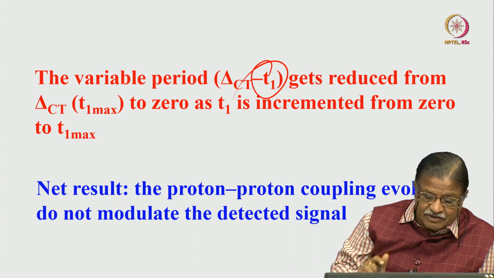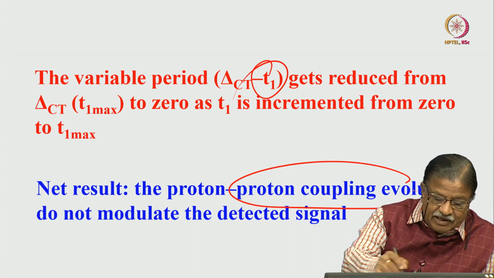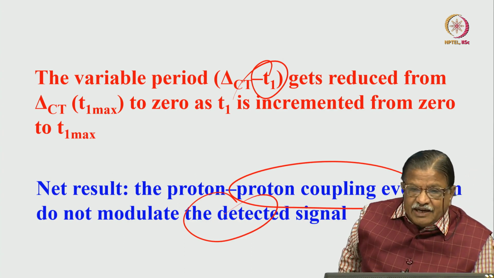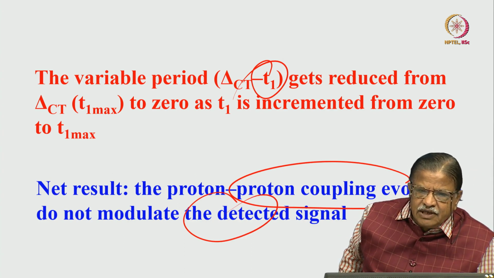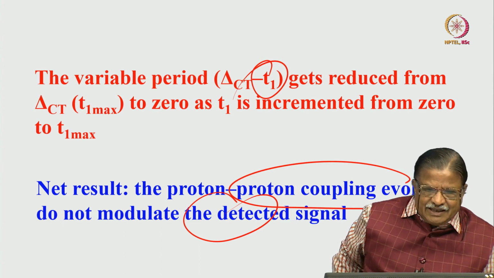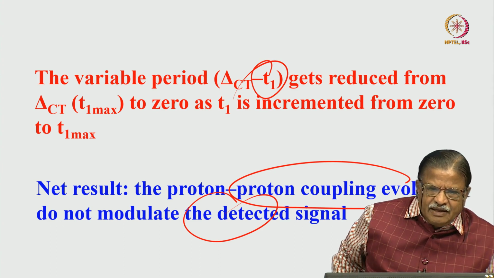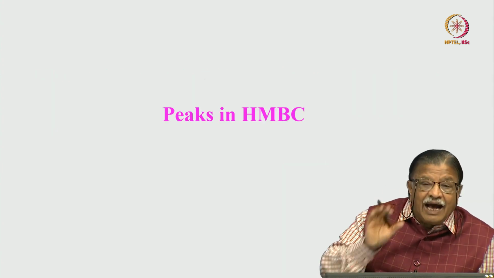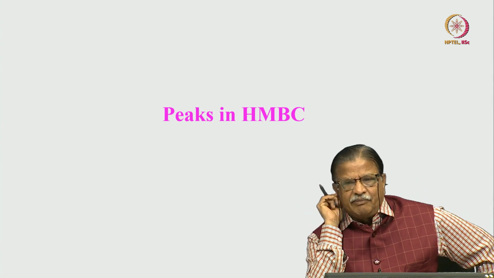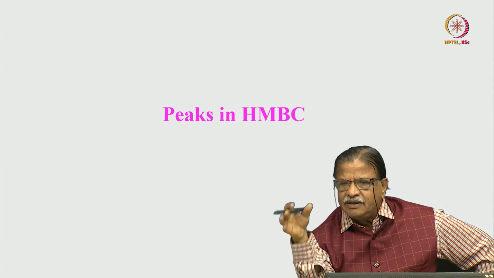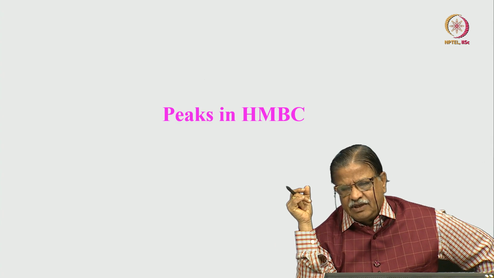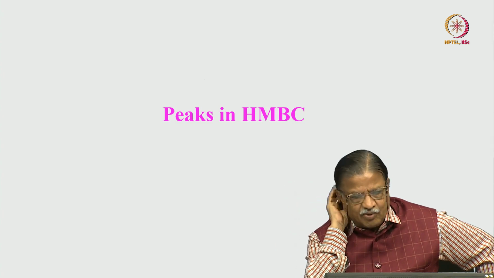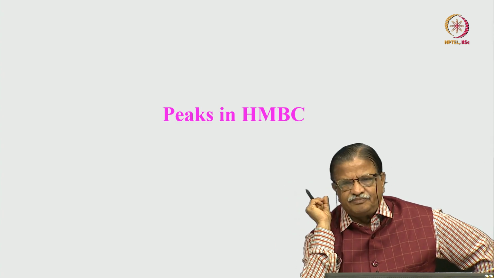And during this process, what happens? The proton-proton coupling evolution does not get modulated at all. It does not modulate the detected signal. This is one constant time experiment. Identically, we can do this constant time experiment in HMBC. That is one way. So, there is another improved version of this constant time.